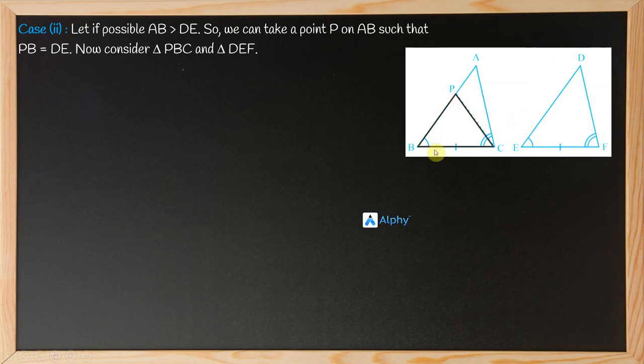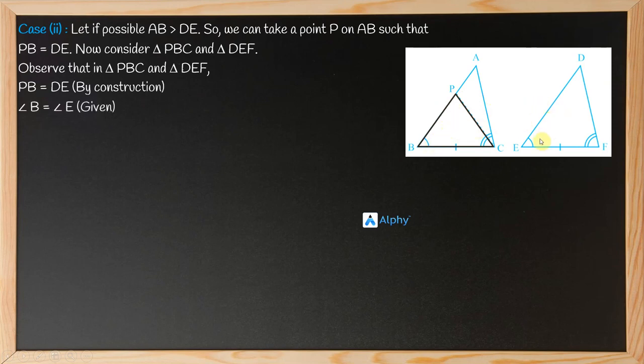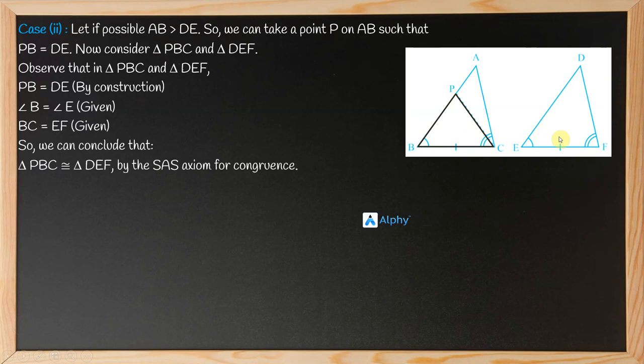So this is triangle PBC. In these two triangles PBC and DEF, we can see that side PB is equal to DE because we have assumed this, and by construction these two sides are equal. Angle B is equal to angle E, which is given to us, and BC is equal to EF, which is also given to us. So we can say that triangle PBC is congruent to triangle DEF by the side angle side congruence rule, as we have two sides and one angle which is included between these sides.